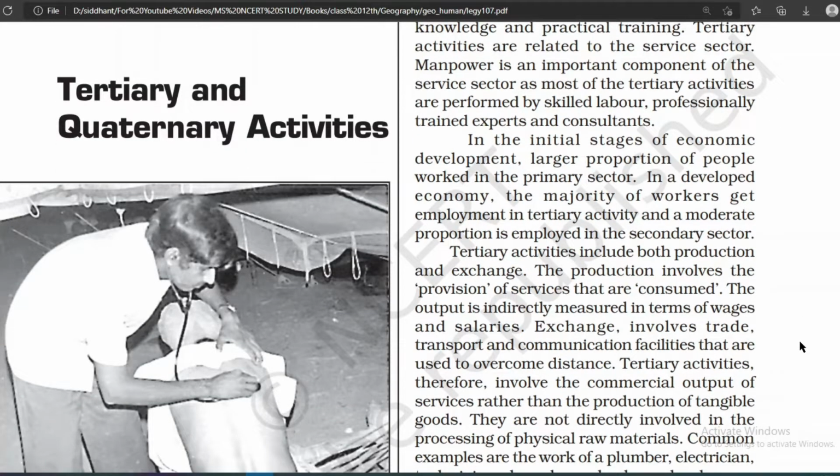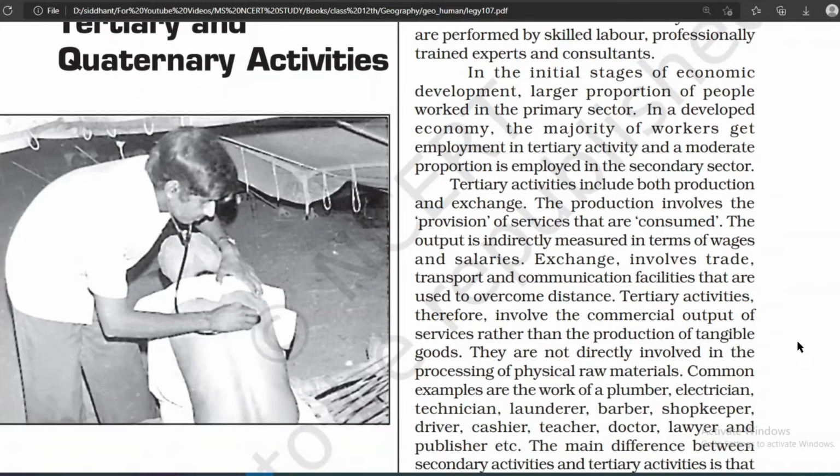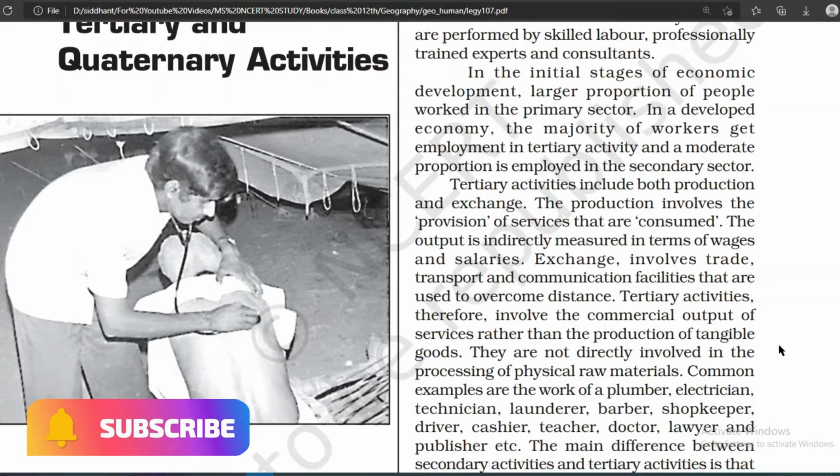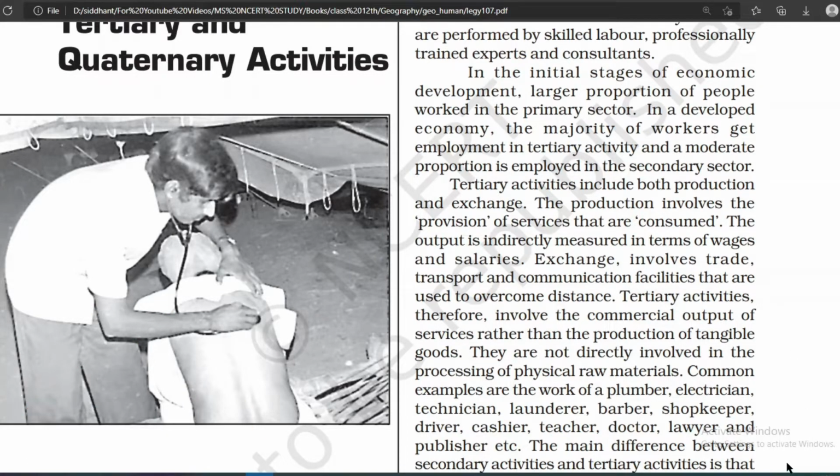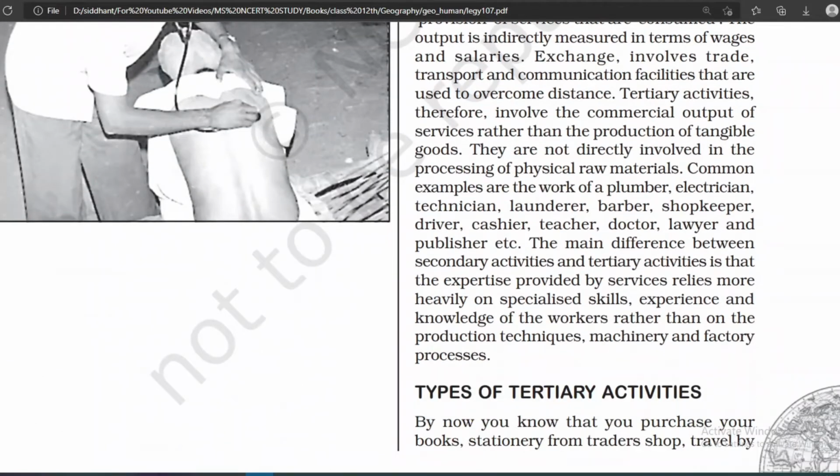Tertiary activity therefore involves the commercial output of service rather than the production of tangible goods. They are not directly involved in the processing of physical raw material. Common examples are the work of plumber, electrician, technician, launderer, barber, shopkeeper, driver, cashier, teacher, doctor, lawyer, and publisher, etc. The main difference between secondary and tertiary activity is that the expertise provided by service relies more heavily on specialized skills, experience, and knowledge of the worker rather than on the production technique, machinery, and factory processes.